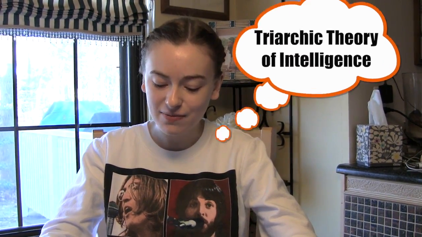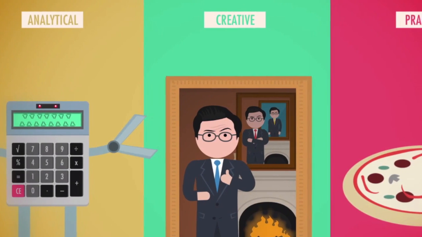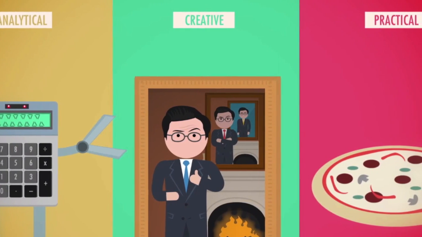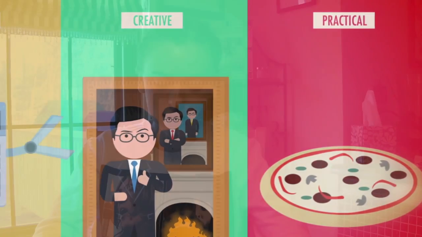Instead of 7 types of mental ability, Sternberg reasoned that there were only 3. Analytical, which involved problem solving; creative, the ability to adjust to new tasks and new environments; and practical, or the ability to have solutions for everyday personal problems.